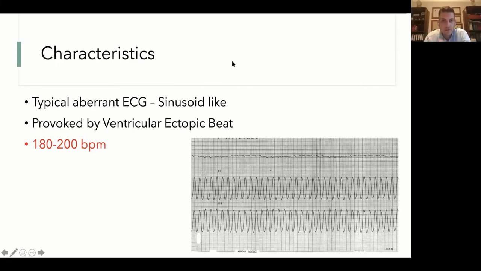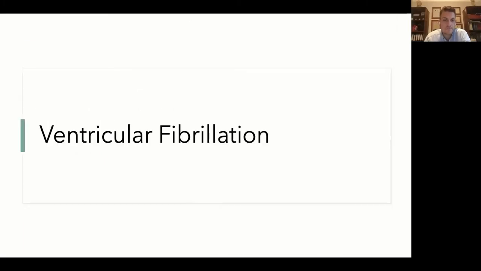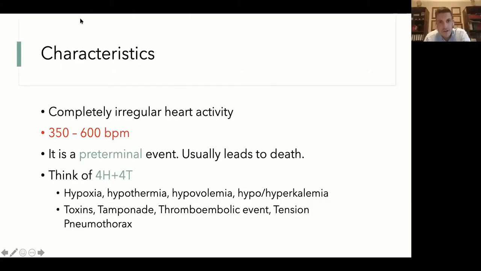Okay, does everybody get ventricular flutter? Good. Now, let's talk about ventricular fibrillation. This is a very important rhythm because the heart rhythm is completely irregular as well as the activity. And you see that it fires at a colossal rate of 350 to 600. And why do we care about this so much? Because this means that death is upon us, okay?